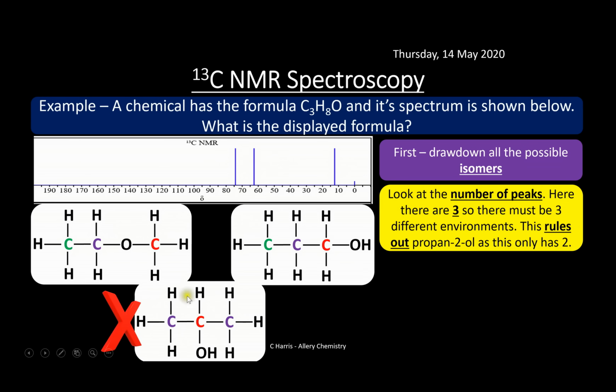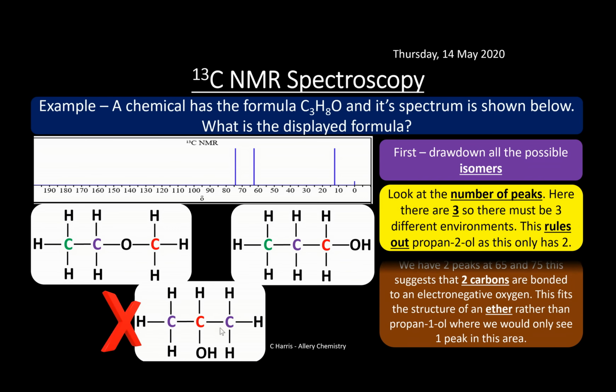So this spectrum cannot be propan-2-ol. We have 2 peaks at 65 and 75, and this suggests that the 2 carbons are bonded to an electronegative element such as oxygen. So this fits the structure of an ether rather than propan-1-ol, where we'd only see 1 peak in this area.